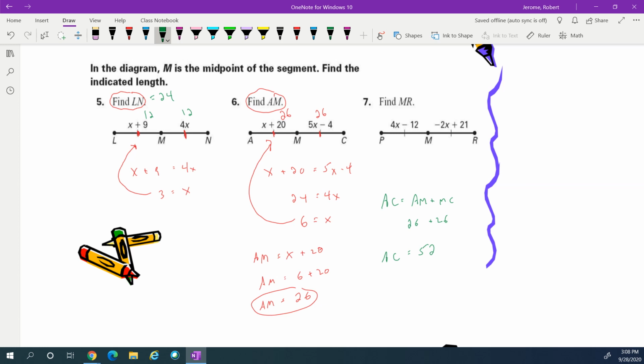Once you find x, you might not be done. Read the question carefully. If you stop at x, you did 99% of the work to get it wrong. Make sure that you reread the question and you plug it back in if that's what you're being asked to do.